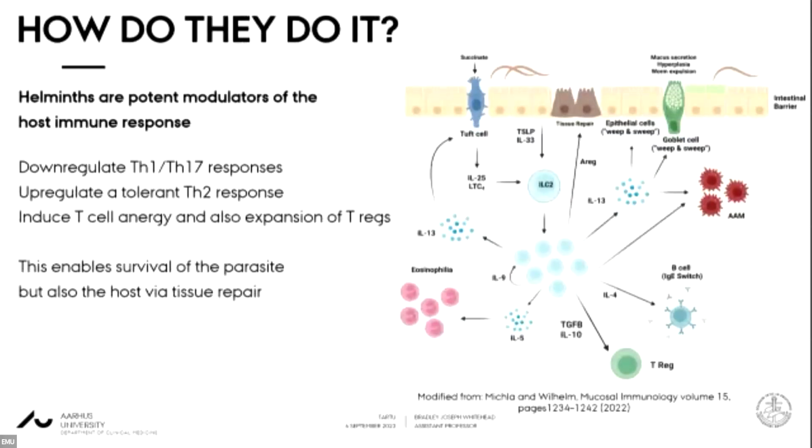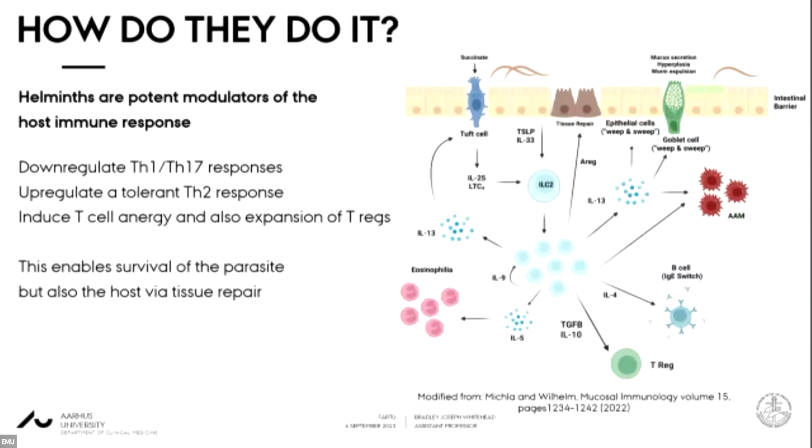So it's how they actually manage to do this, obviously avoiding sterilizing immunity. They're potent regulators of the immune response. There's an entire branch of the immune response dedicated to parasites, the Th2 response. The allergy and asthma researchers keep trying to steal it, but it is dedicated to parasite responses. They downregulate Th1, Th17 responses, and they upregulate this tolerant Th2 response.